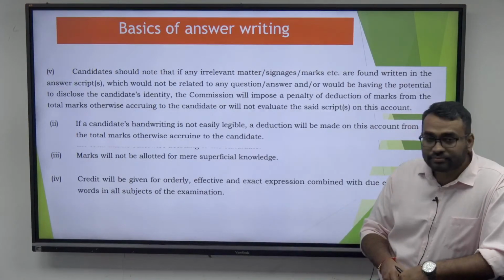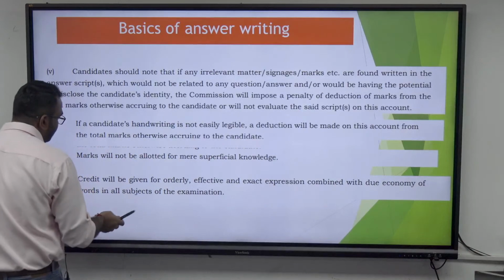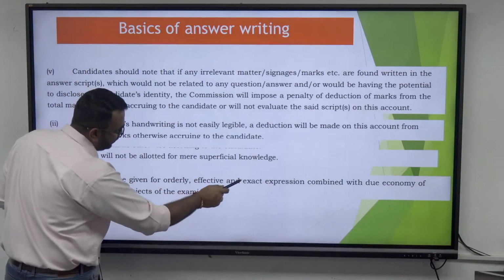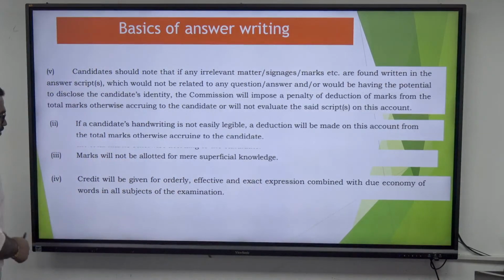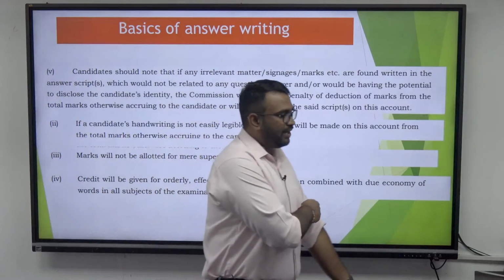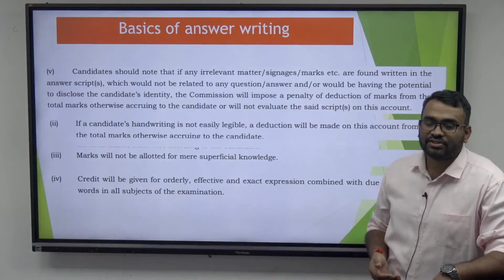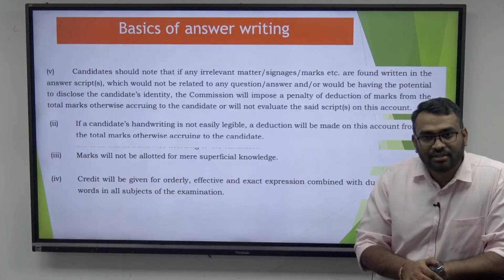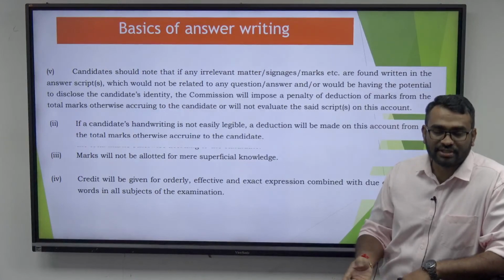Next one. These words are very, very important, so focus here. Credit will be given for orderly, effective, exact expression combined with due economy of words. So what is this orderly? Let's say for example, if I ask about POP, package of practices. From where you will start? Nishan, from where will you start for this package of practices, if the question is there?